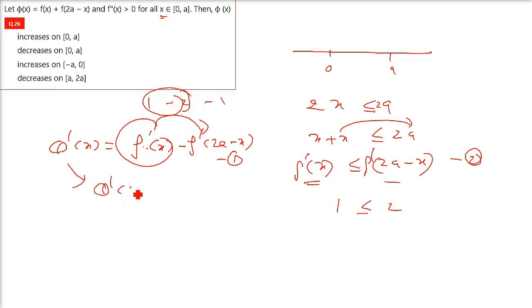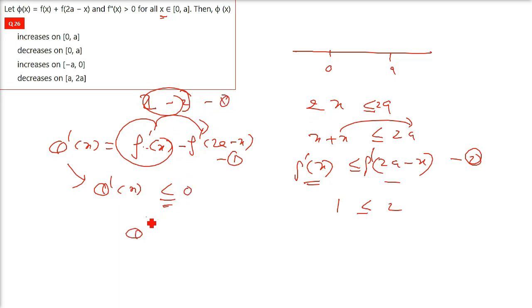So f dash x will always be less than or equal to 0. That is, you are getting a negative 1. So it is less than or equal to 0. This phi dash x is less than or equal to 0. Alright. That means we are talking about the decrement. If the differentiation of any function is less than or equal to 0, that means that function is decreasing.